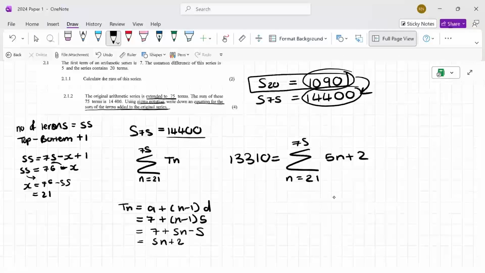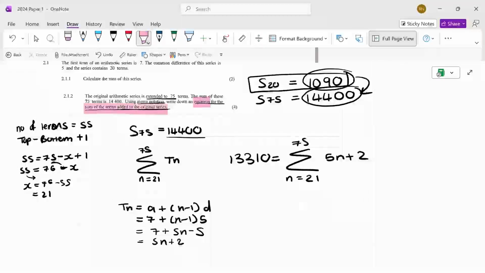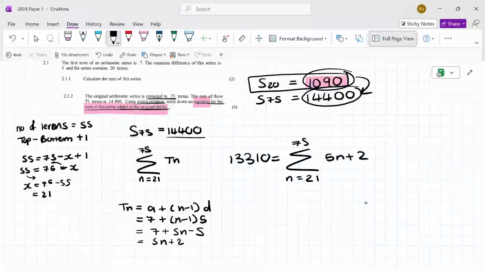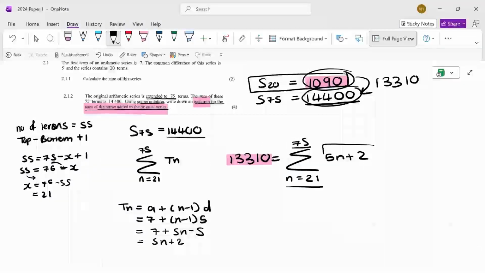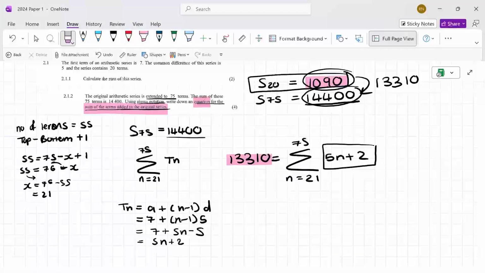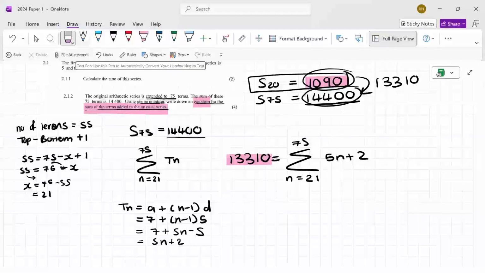Our question was asking, write down the equation for the sum of the terms added to the original series. The original series was at 1090. We added 13,310 to get to this new amount, which was the 75 terms. And to show the equation of that 13,310, we have to write it in sigma notation as starting from 21 to 75. This is how we calculated that 13,310. It's the sum of all the terms from 21 to 75 using this formula to sum them up.